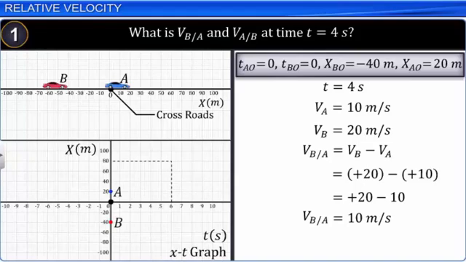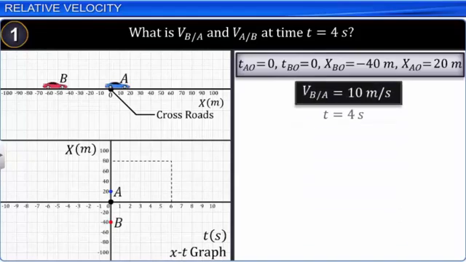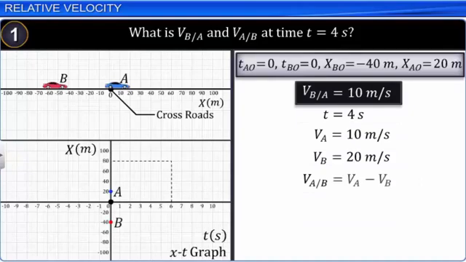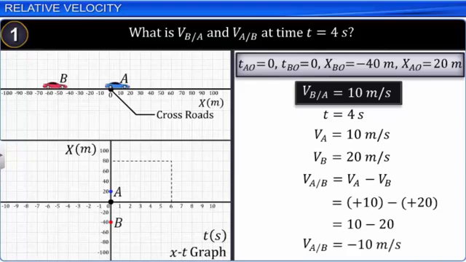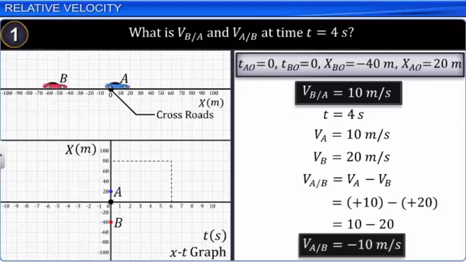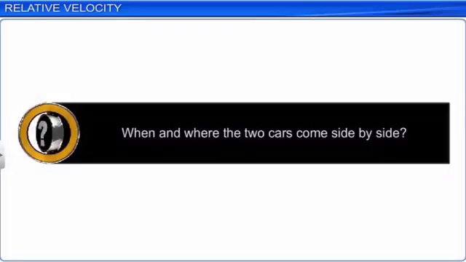Calculating the value of VA by B, it is equal to VA minus VB. On substituting and simplifying, we get VA by B equal to minus 10 meter per second. 2. When and where the two cars come side by side?